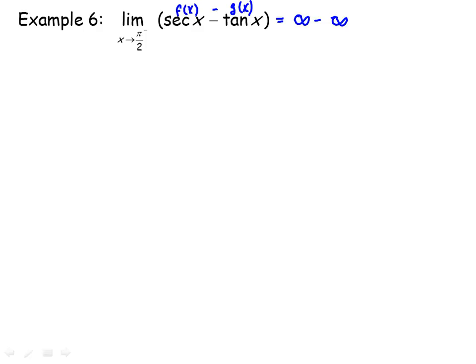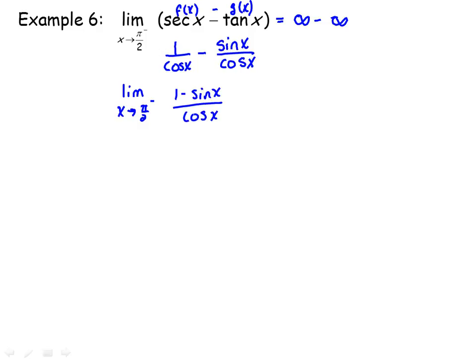What do you think? Secant x. What can we do with secant x? 1 over cosine x. What about tangent? Well, you have 2 fractions that have a common denominator. What can you do when you have 2 fractions with a common denominator? You can put them together. So this is what we're going to do: the limit as x approaches pi over 2 from the left of 1 minus sine x over cosine x. Let's apply the limit and see what happens.